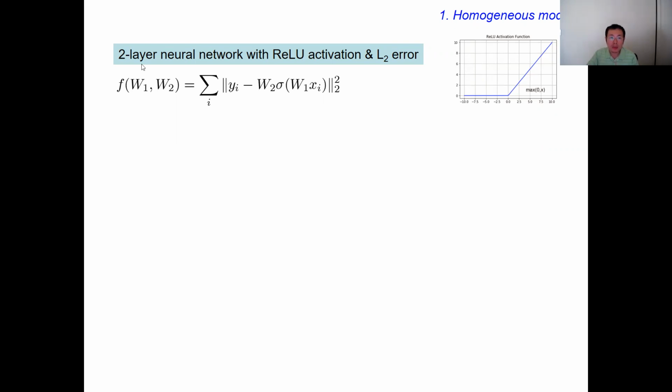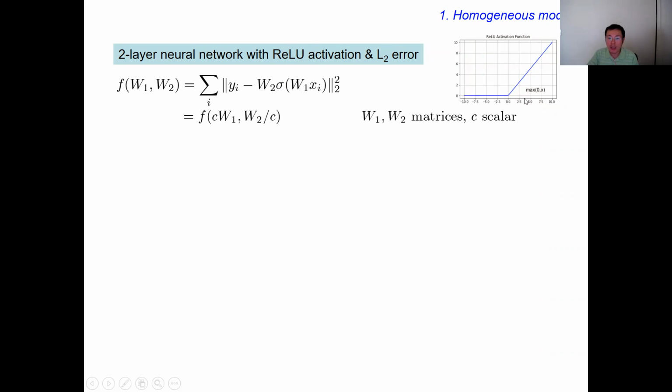So what is a neural network? Suppose you have a two-layer neural network. Basically, it has a loss function given by this. W1 and W2 are weight matrices. Sigma is something called an activation function. The traditional activation function sigma, something people use very often, is called a ReLU function, which is basically this function, max of 0 and x.